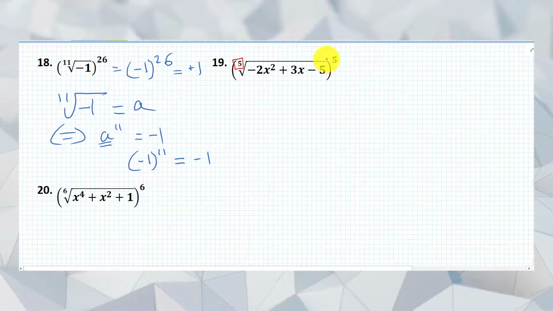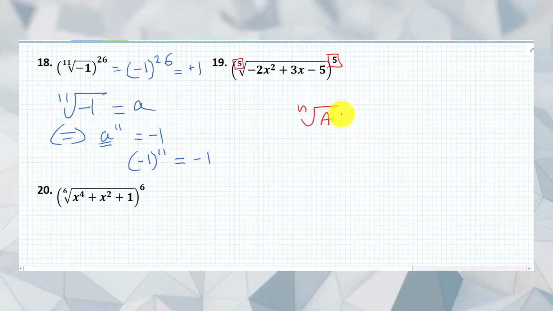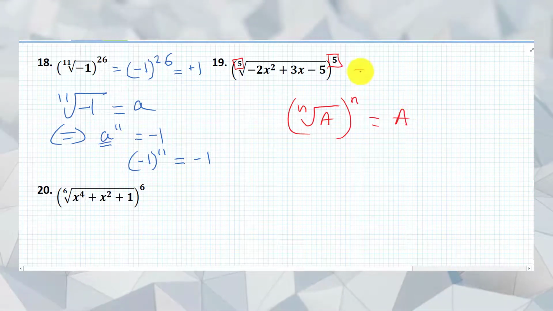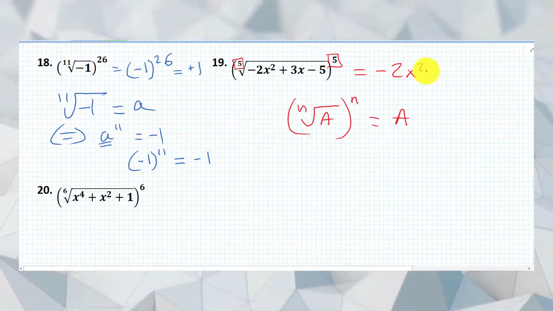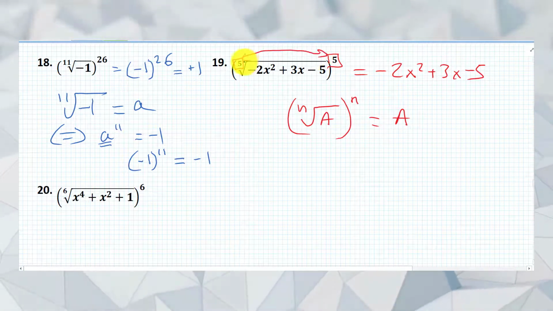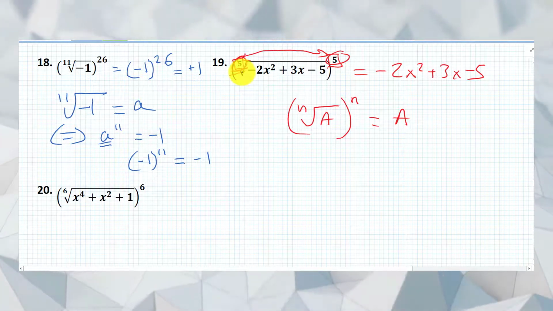But what am I going to do to it? I'm raising it to the power of 5, right? So again, we are following this property. If you take the nth root of a and you raise it to the power of n, you're going to find a. So this is just negative 2x squared plus 3x minus 5. The index right here is the same as the power right here. This is called the index of the root, okay?